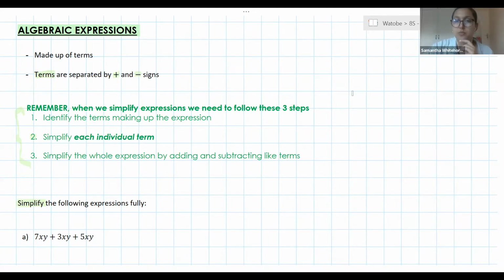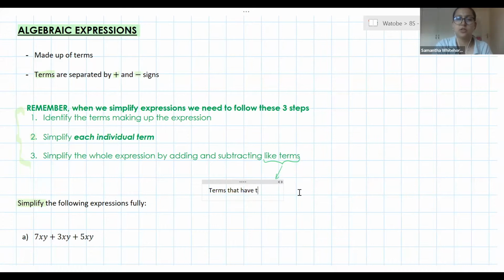Now, maybe you can put in the chat or you can raise your hand, can someone remind me what like terms are? What do I sort of look out for when I'm talking about like terms? I know you guys know this. What are like terms? Come on, Nasha, what are like terms? Like terms are the terms that contain the same variable which is raised to the same power.